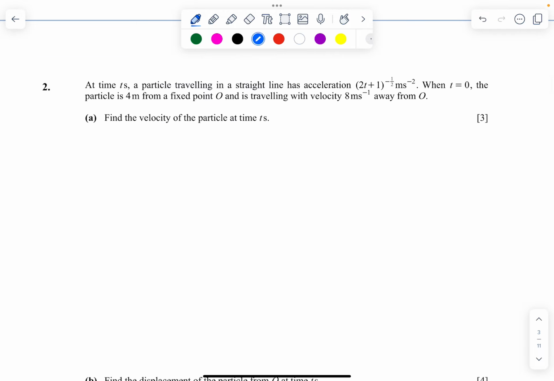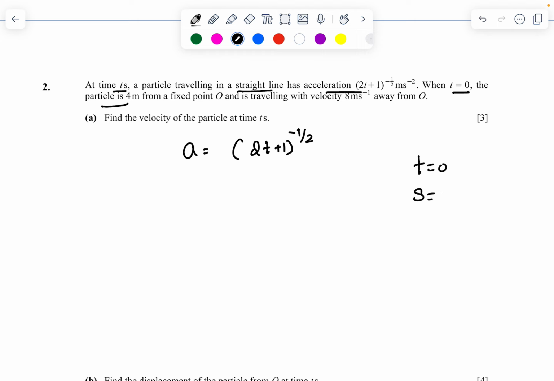That one was question number 1. Now coming to question number 2. At time t seconds, a particle is moving in a straight line with an acceleration given as (2t plus 1) to the power of -1 upon 2. When t equals 0, the particle is at 4 meters, and is traveling at the velocity v equals 8 meters per second.